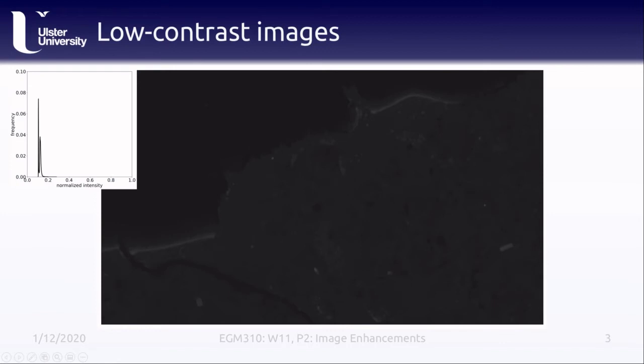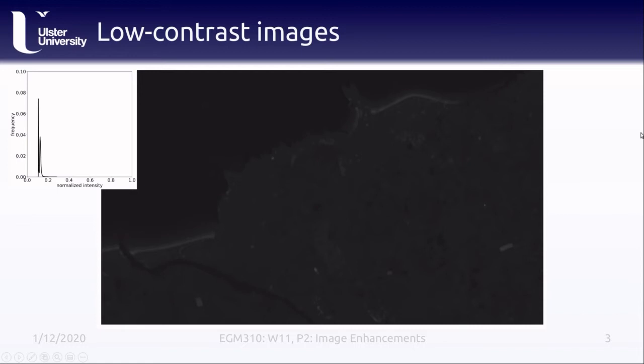Let's start with a low contrast image. Overall, this image is extremely dark. You might be able to pick out some features, such as the coastline. You might be able to see that this image shows Port Rush and Port Stewart, but it's hard to get much information out of this image. Doing any sort of mapping or visual interpretation would be extremely difficult.